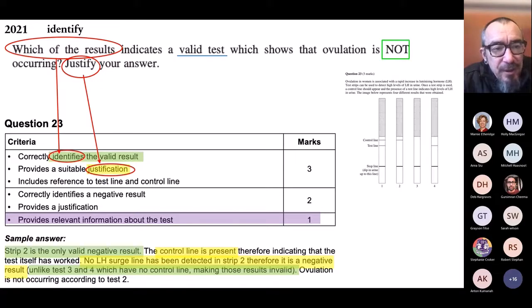And note, the question required you to justify your response. So what that then means is that you then need to engage with the actual stimulus and talk about the different lines that appear on each of the strips, okay? So if you didn't do that justification, you'll see here that you're instantly going to be down at 1 mark, because even for 2 marks, you needed to provide a justification, okay? And so in this case, that justification, the control line is present in sample 2. No LH surge line has been detected in strip 2, and therefore it is a negative test, okay?